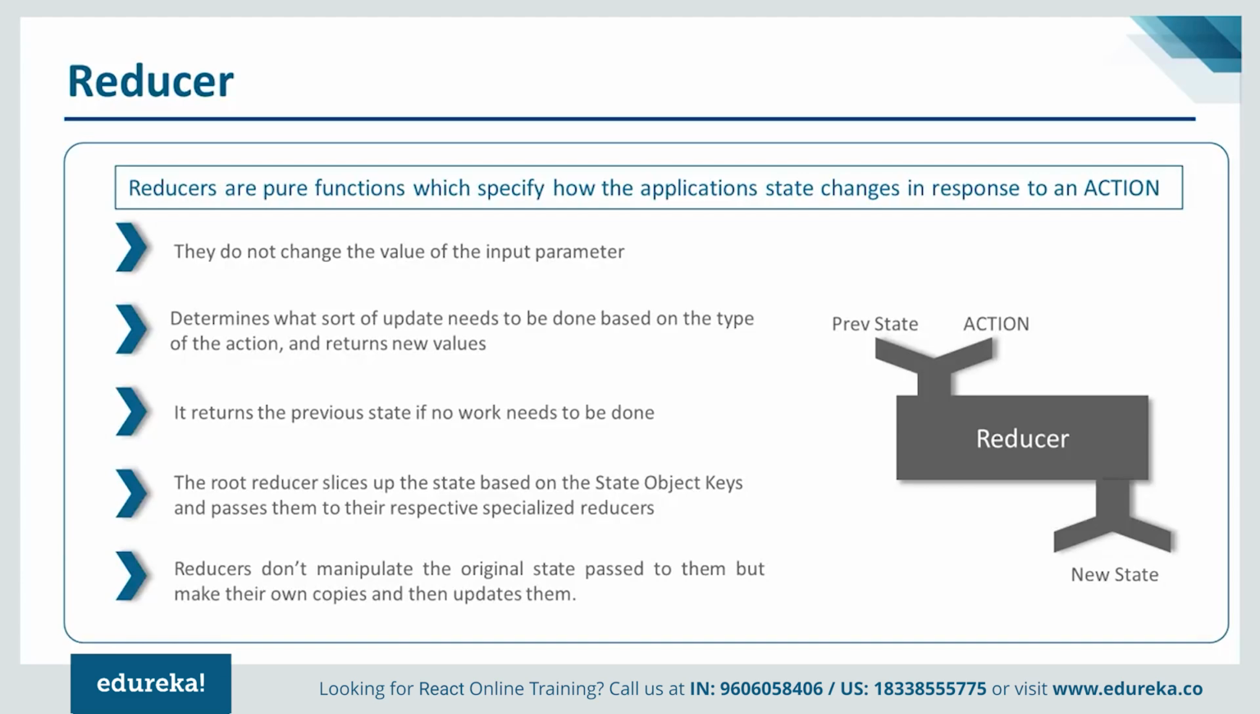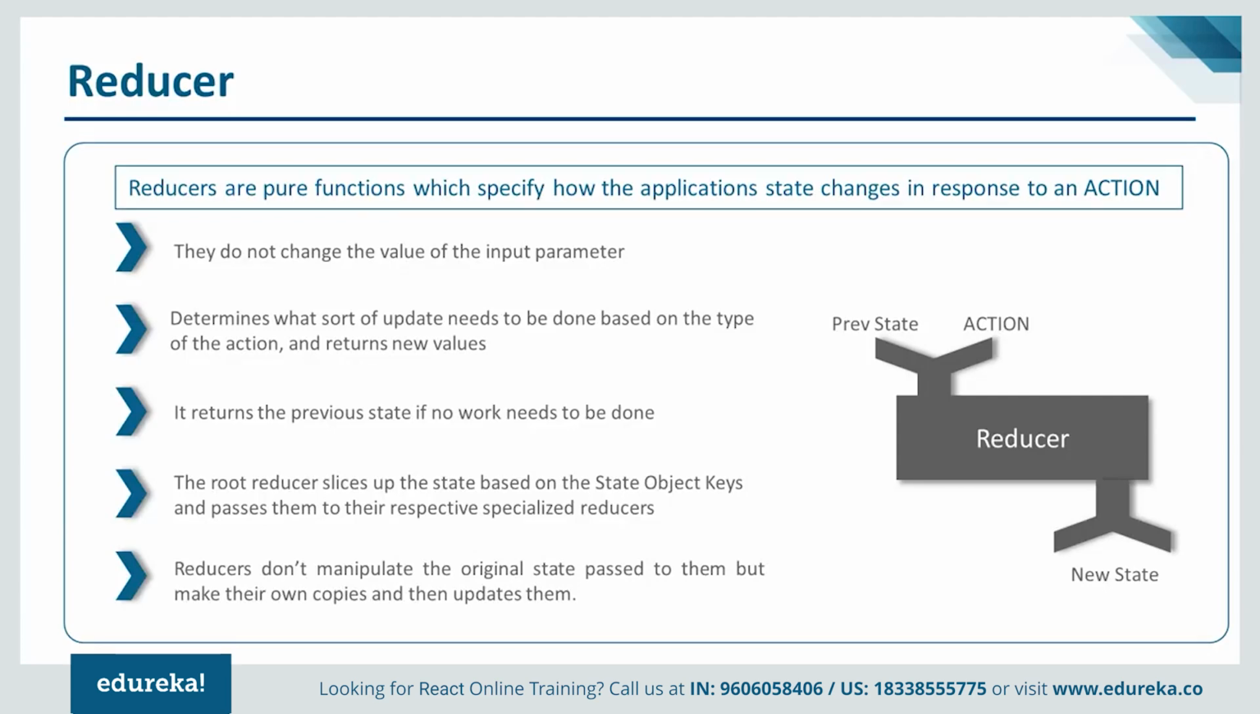Reducers don't manipulate the original state passed to them. As I mentioned, they are pure functions. So they don't manipulate the original state, but they make their own copies and then update them. As you can see in this diagram, this reducer is taking a previous state and an action. These are the two input parameters which a reducer always takes, the previous state and the action. Then it processes these two input parameters and gives us a new state, or I can say the new updates or the new changes. So this is how a reducer works.